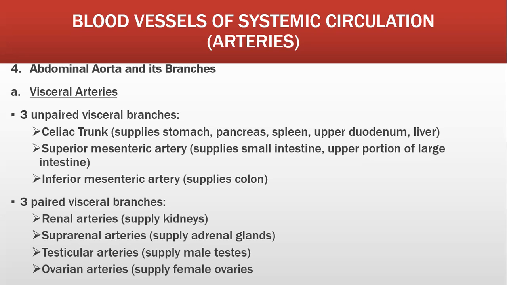Then we have three paired visceral branches. So we have two renal arteries that supplies blood in the kidneys. We have two suprarenal arteries that supplies the adrenal glands. Then two visceral branches of testicular arteries and two ovarian arteries.